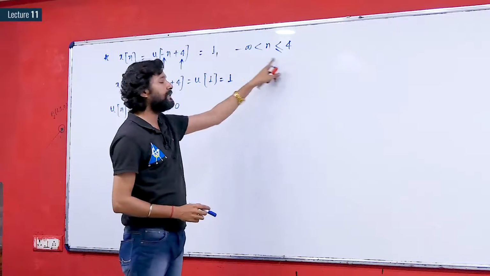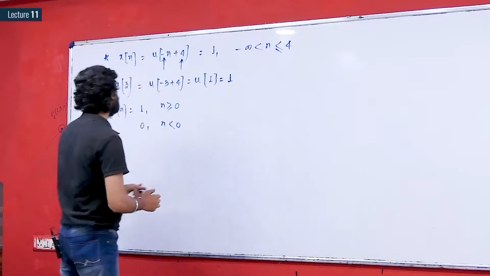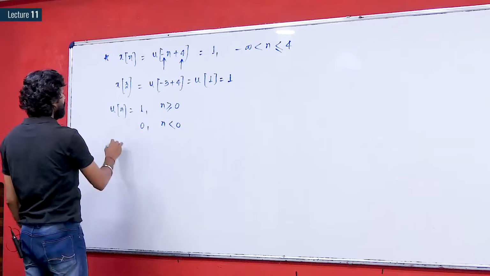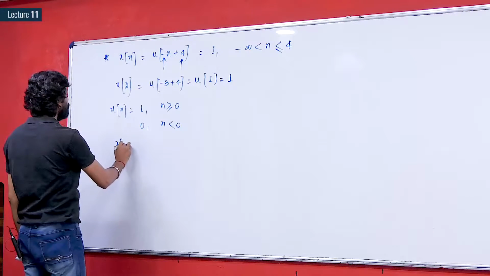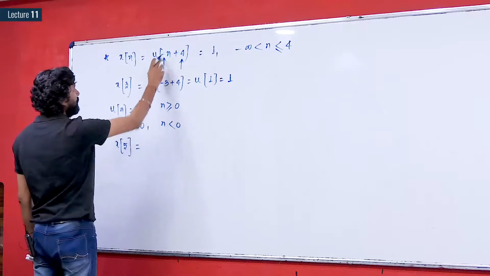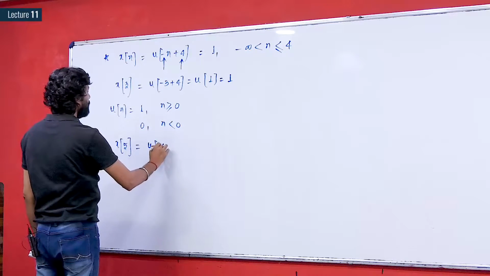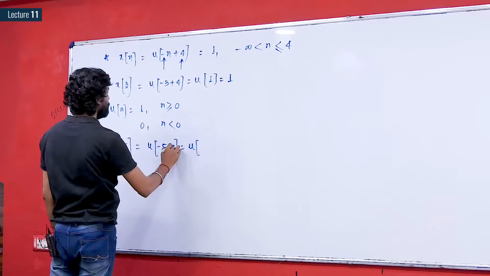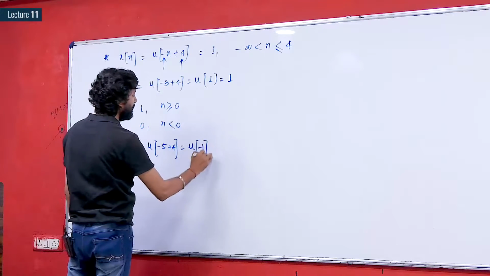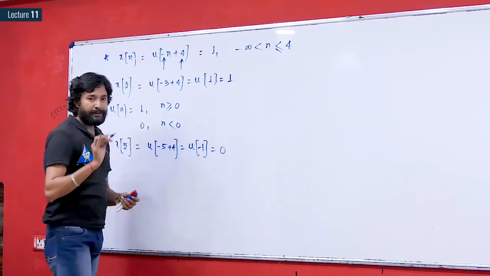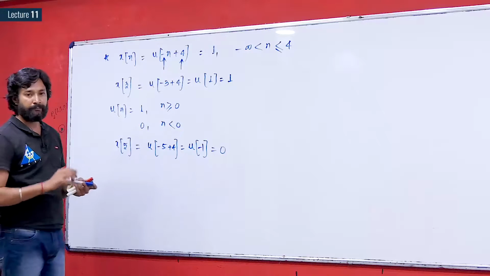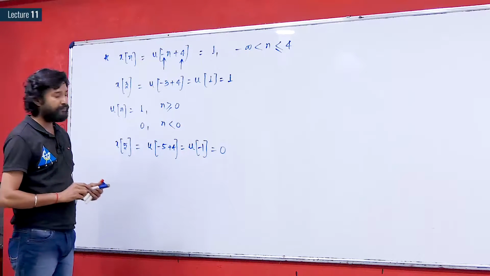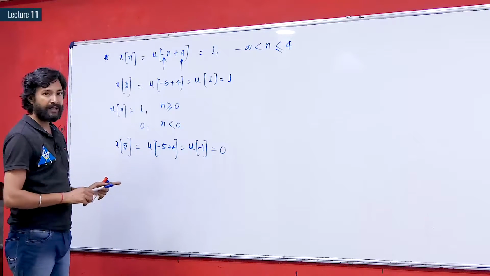If you put a value of n greater than 4, say x of 5, then what is the value? It will be u of minus 5 plus 4, that is u of minus 1, so it will be 0. So if you have the definition of any function, and you want to find its value at any particular value of t, you can just use that definition, and accordingly you will get the answer.